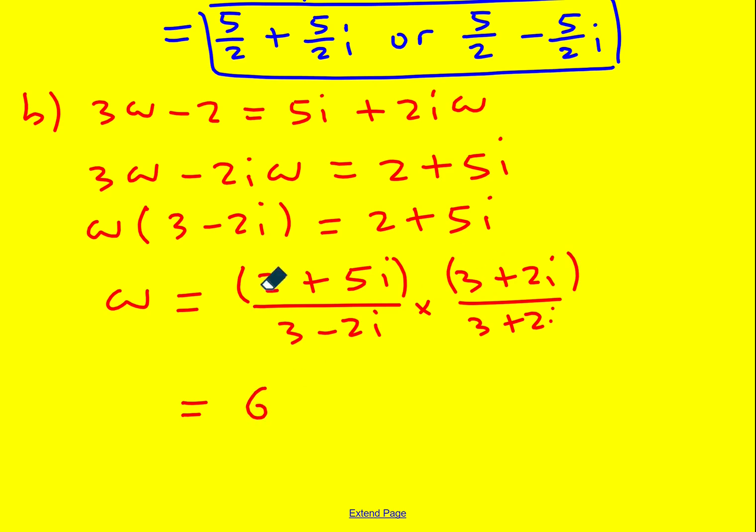So I'm going to get 6 plus 4i plus 15i. And then it's going to be plus 10i squared. It's actually going to become minus 10.